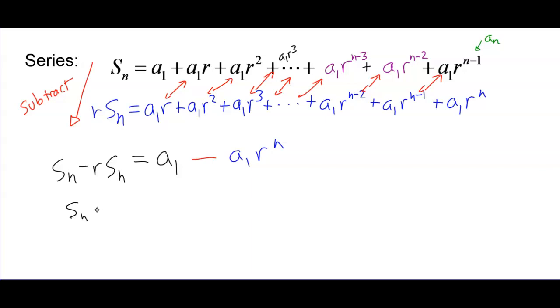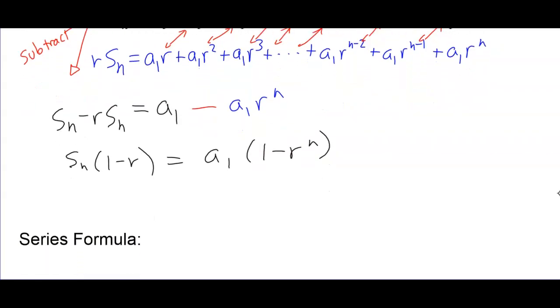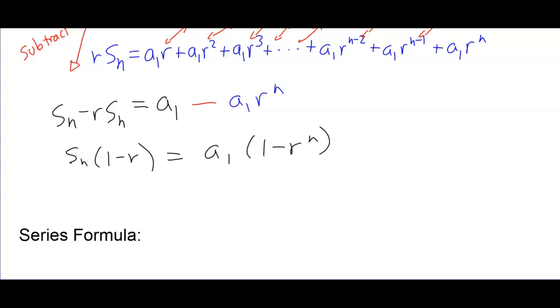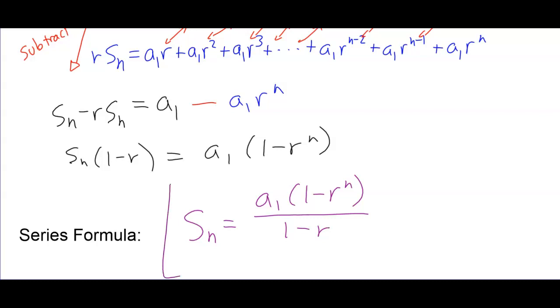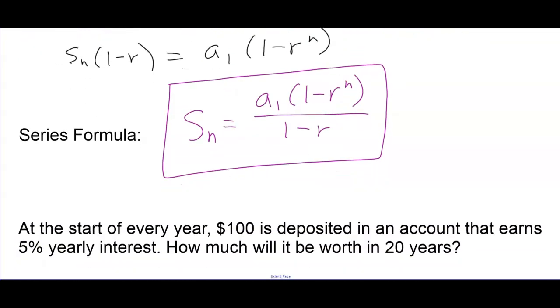All we have to do is factor out Sn and factor out an a1 from this, and we end up getting the following formula. The formula for a geometric series is a1 times 1 minus r to the n over 1 minus r. So that is a much more complicated formula than what we had in section 14.2. The applications that you use these sorts of formulas for are also fairly complicated.